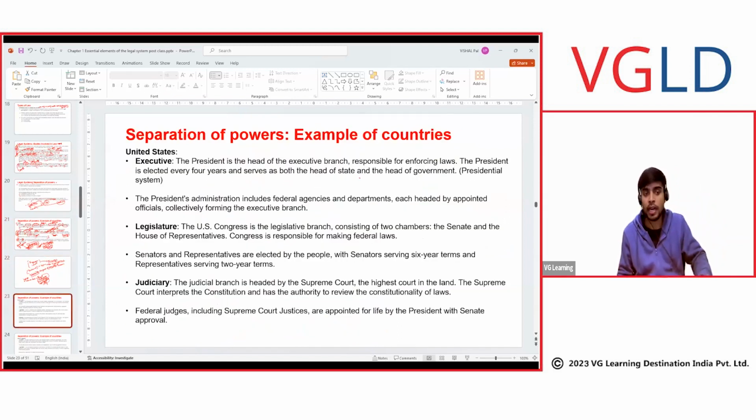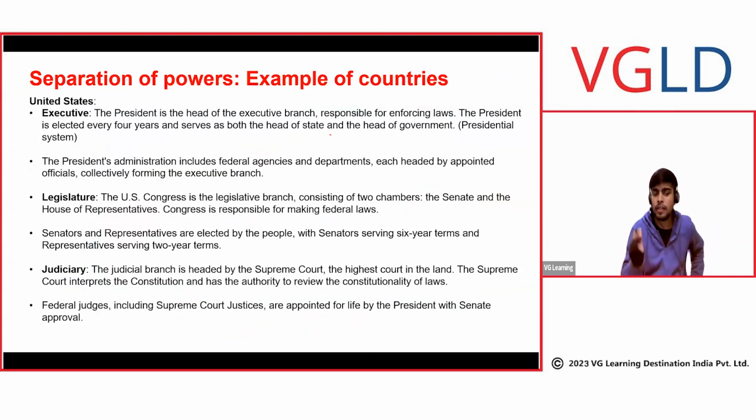Now let's discuss the United States. The only difference I see between the United States system and our system is the power of the president. The president is the head of the executive branch and responsible for enforcing law. The president is elected every 4 years. In our case it is 5 years, though it's just for general knowledge.